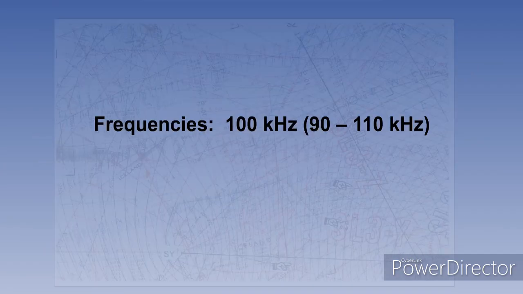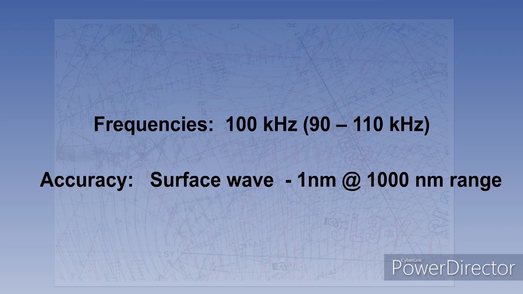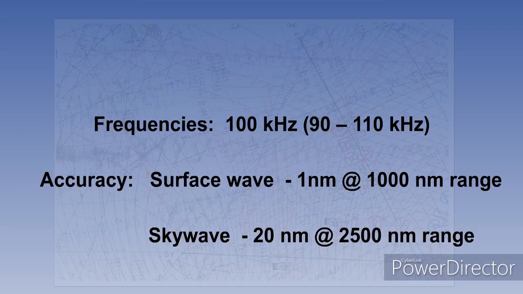The frequencies used are between 90 and 110 kHz. This puts them in the LF band. Depending on the propagation characteristics of the atmosphere and the range, this may result in surface waves or sky waves. Surface waves are more accurate. Their error depends on range, but is only 1 nautical mile at 1,000 miles. Sky wave accuracy is quoted as 20 nautical miles at a range of 2,500 miles.